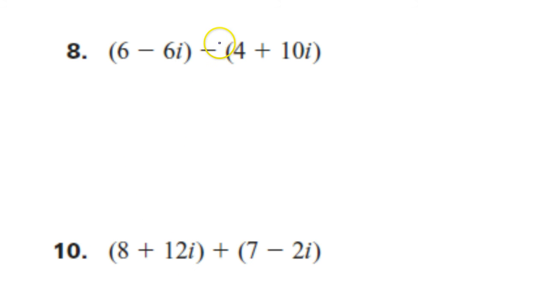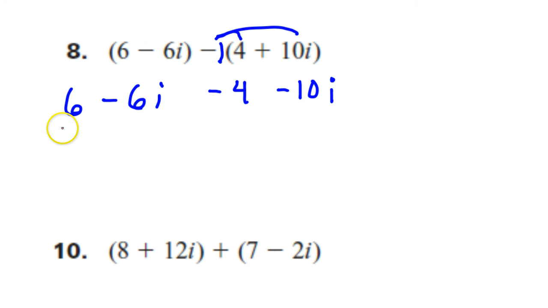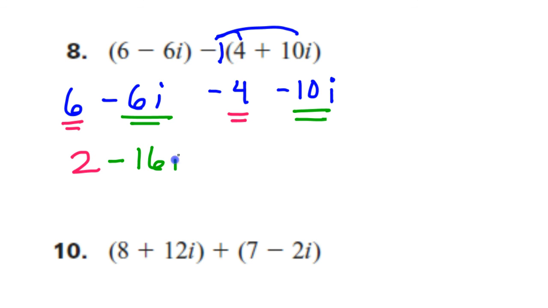Alright, this is back to subtraction. So be careful. This is like having a negative 1, which must be distributed. Negative 1 times 4 is negative 4. Negative 1 times 10i is negative 10i. Meanwhile, this part over here, I just bring it down. So that's going to be 6 minus 6i. Okay, so like terms. I'll have my 6 and my negative 4. That makes 2. And then I've got negative 6i and negative 10i. That makes negative 16i.